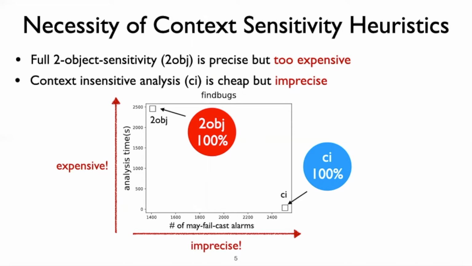This figure presents the performance of the two-object-sensitive analysis, which analyzes all method calls precisely, and the context-insensitive analysis, which analyzes all method calls coarsely. To compare the performance of these two analyses and to show the necessity of context sensitivity heuristics, we use the program findbugs. Here, the x-axis presents the number of alarms and the y-axis presents the analysis cost. The better the performance of the analysis, the closer to the left bottom corner of the figure. As you can see, the two-object-sensitive analysis is precise but too expensive to be used in practice. Meanwhile, the context-insensitive analysis is cheap but imprecise.